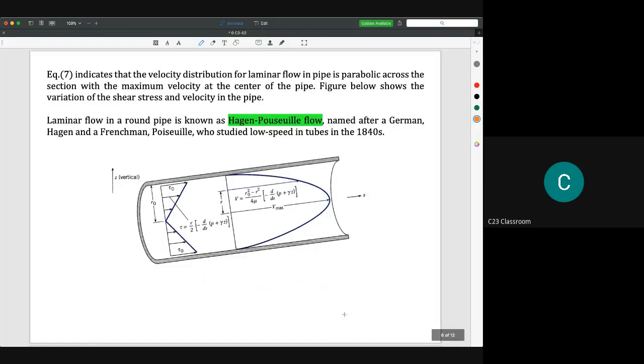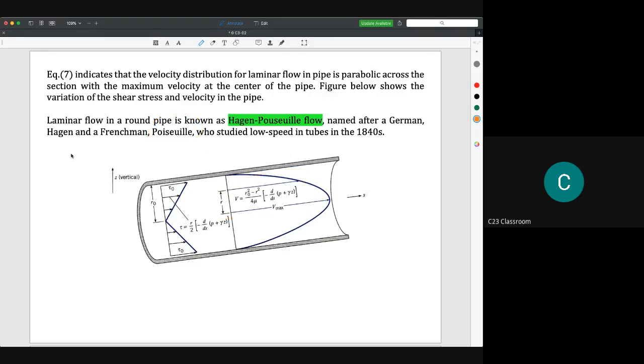So this is the equation that we have. It was proposed by a Frenchman called Poiseuille, who studied low speed flow in tubes in the 1840s. So this is the Poiseuille flow. It is about the flow in pipes, and usually it shows that the flow is upwards like this one. Another thing you should understand is that the shear stress shows the reverse trend with the velocity, as shown in this diagram.